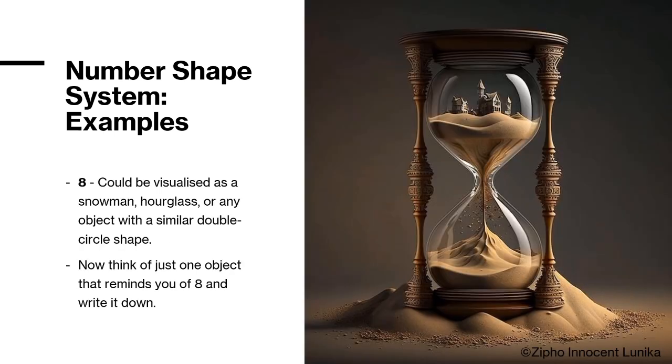Number 8 could be visualized as a snowman, an hourglass, or an object with a similar double circle shape. The hourglass here sort of looks like the number 8. It's highlighted here. Of course, you could think of a snowman and so forth. Whichever object is salient to you, our brains work differently, so we can use different images.